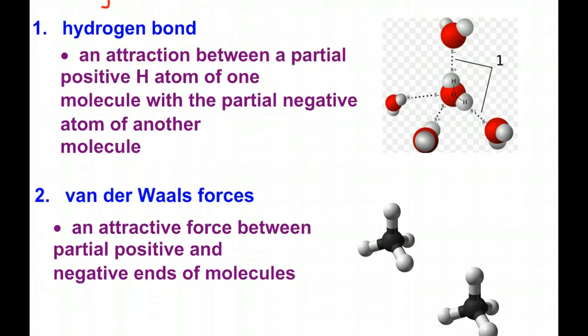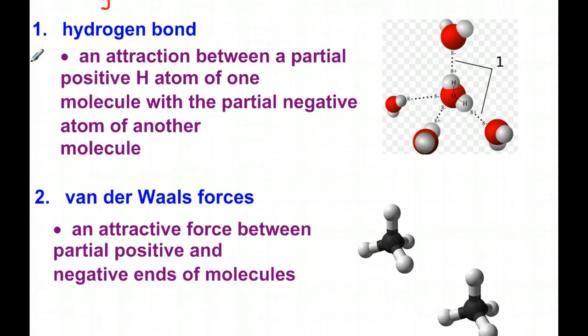So there's two we're going to look at. The first is a hydrogen bond. So if we go back to our example of water, a hydrogen bond is an attraction between a partial positive hydrogen atom of one molecule with a partial negative atom of another molecule.